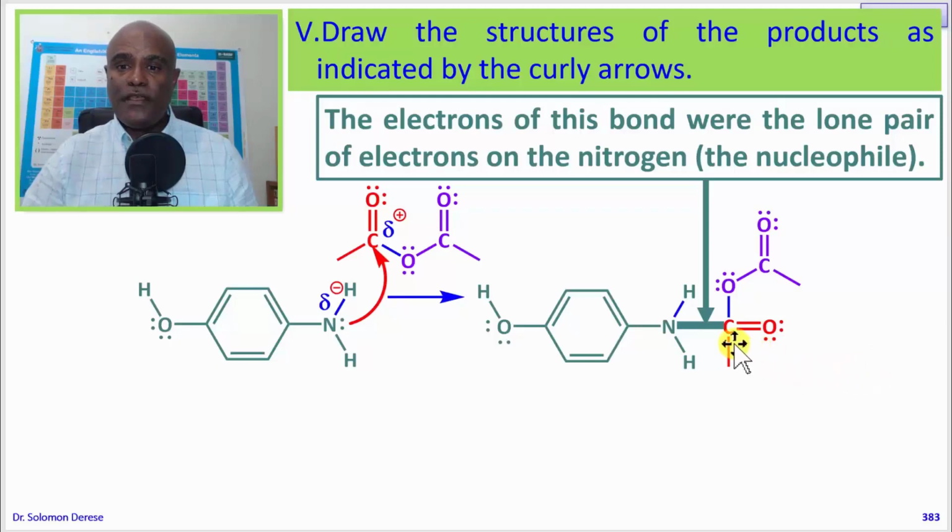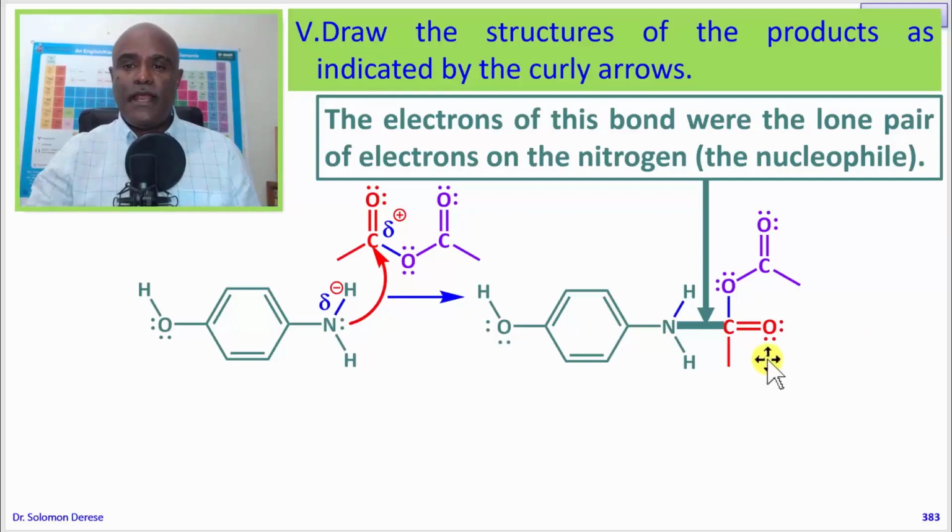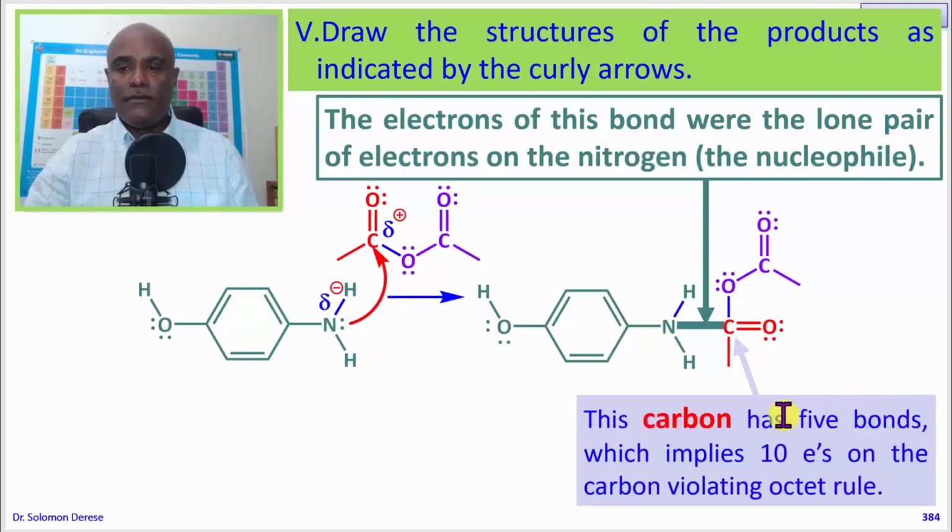As a result, on this carbon we have how many electrons? 10 electrons. Is it allowed to have 10 electrons on a carbon? No. Carbon is tetravalent. In order to be stable, it needs 8 electrons. Since this carbon has 10 electrons, it has violated the octet rule, which is not allowed. If you look at this carbon, it has 5 bonds, and 5 bonds imply 10 electrons on the carbon, violating the octet rule. So this is not allowed.